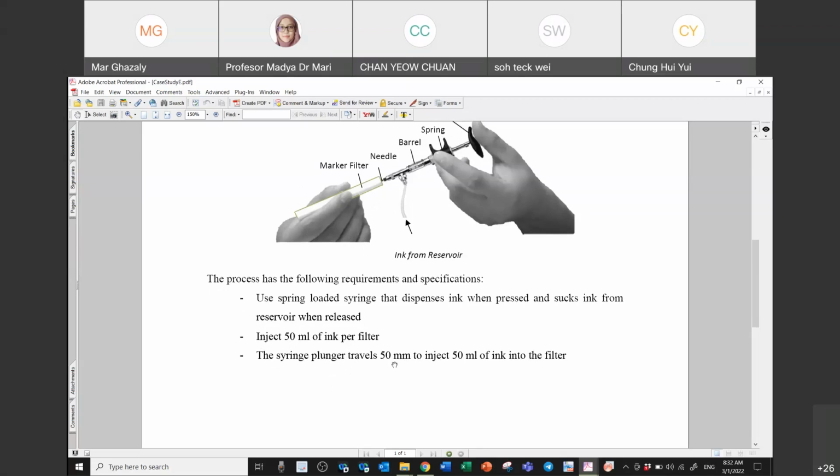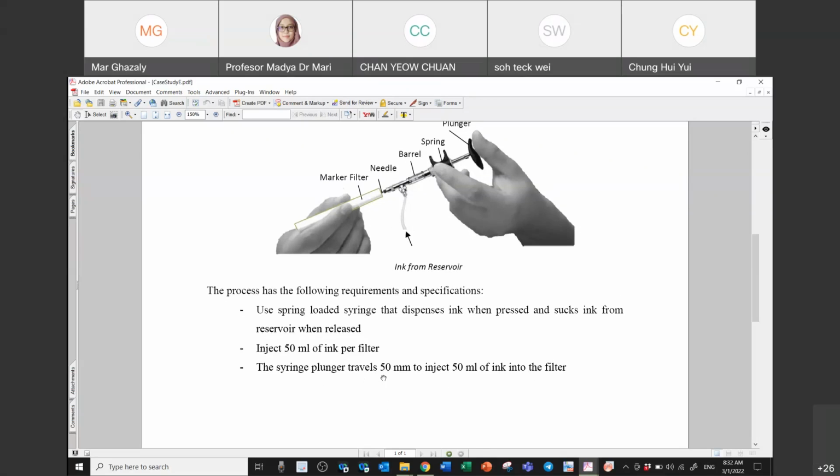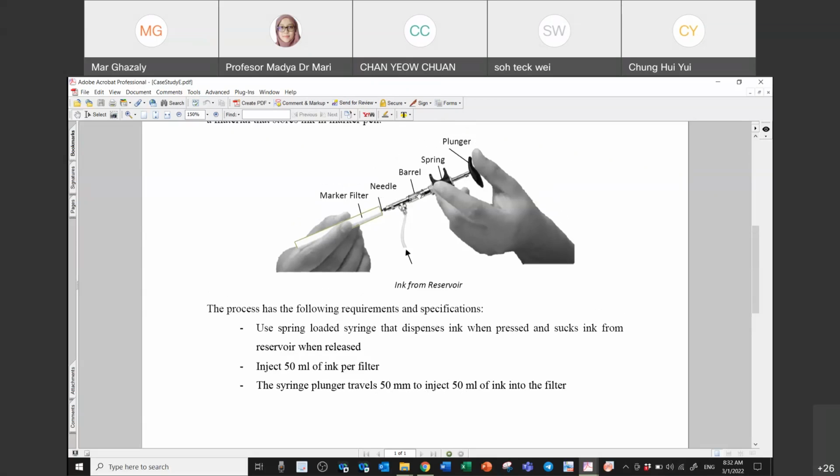The syringe plunger travels 50 mm to inject 50 ml of ink into the filter. So basically the plunger here, the spring here, is going to travel 50 mm to inject. That means it is going to travel in linear motion. So this spring is going to travel from this point to this point, travel linearly 50 mm. So you can draw it on your own, how it's going to travel.